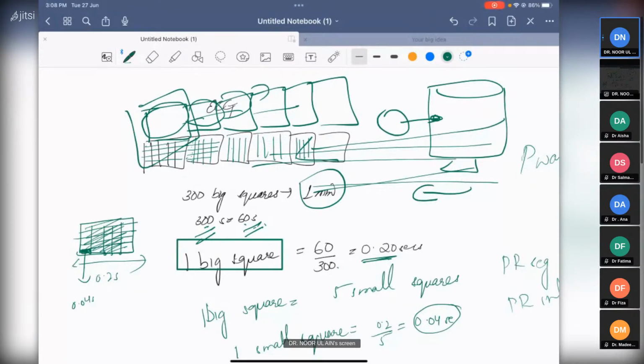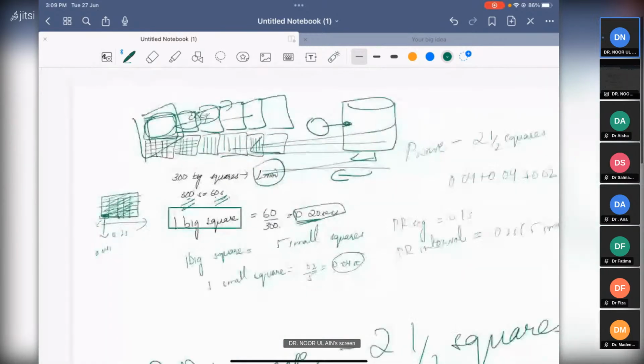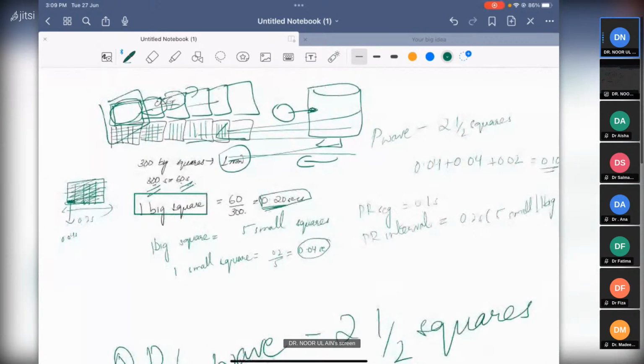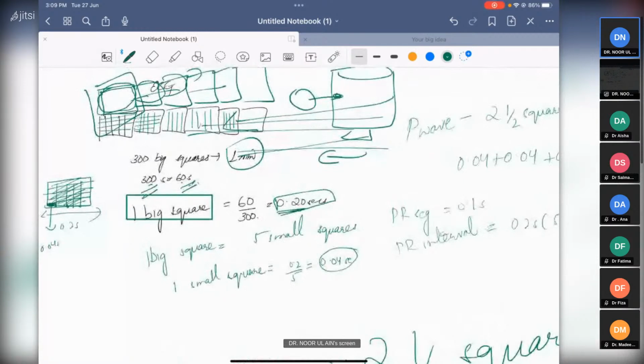So when you're talking about an ECG strip, you need to know the speed of your ECG strip. The speed of your ECG strip is 300 big squares moving in 1 minute, or 300 big squares moving in 60 seconds. I want to know how long one big square takes to move, and that would be 0.2 seconds. Right? Simple? Or you're still confused? Clear, right? Okay.